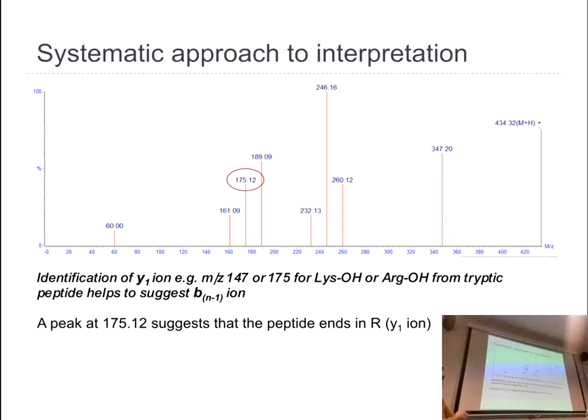So that probably tells you that the 175 suggests that the peptide ends in an arginine, and the Y1 ion is an arginine. Yeah? So you've done a lot of work so far, right?